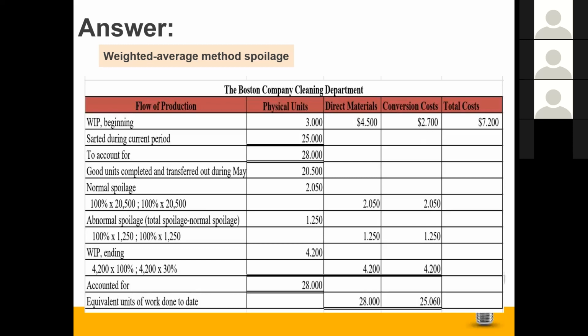Accounted for physical unit is 28,000. Equivalent unit of work done to date: direct material is 28,000 and conversion cost is 25,060. Next will be explained by my partner.